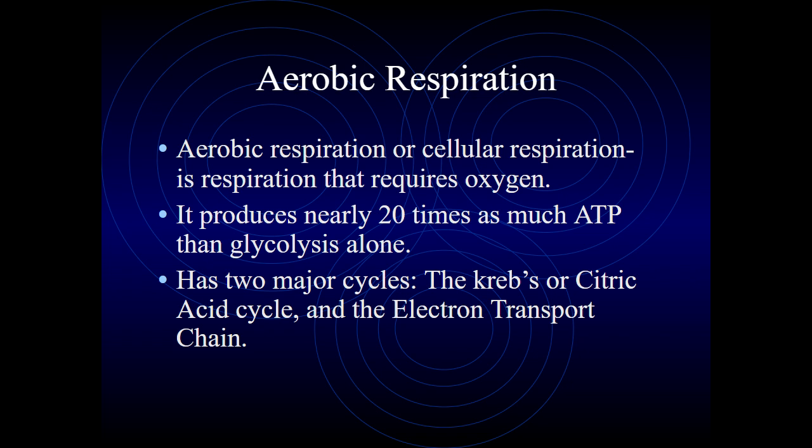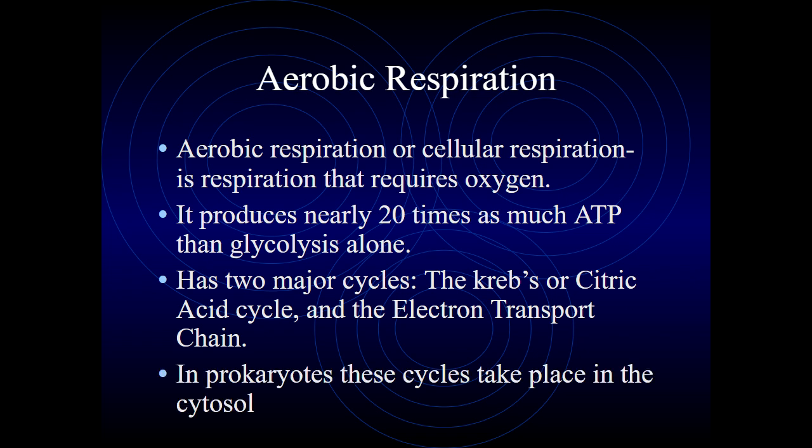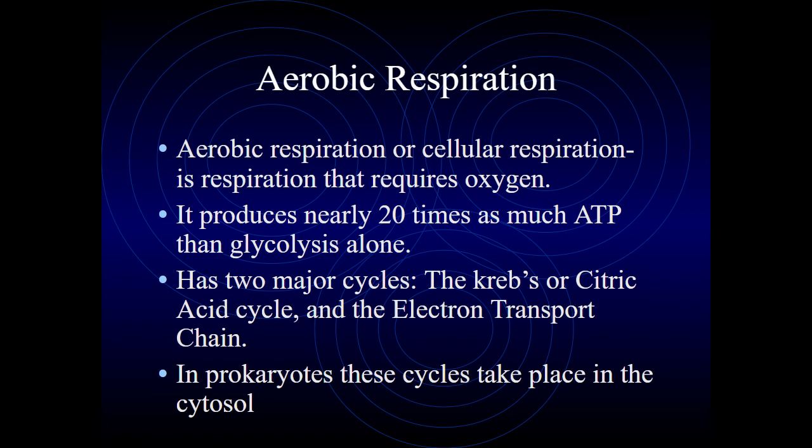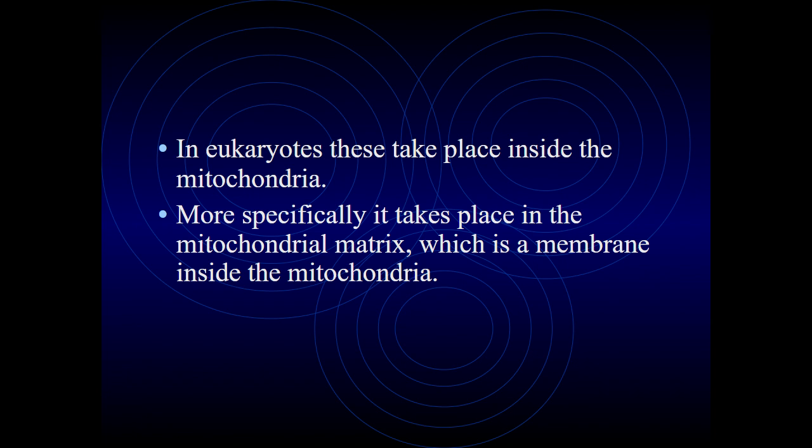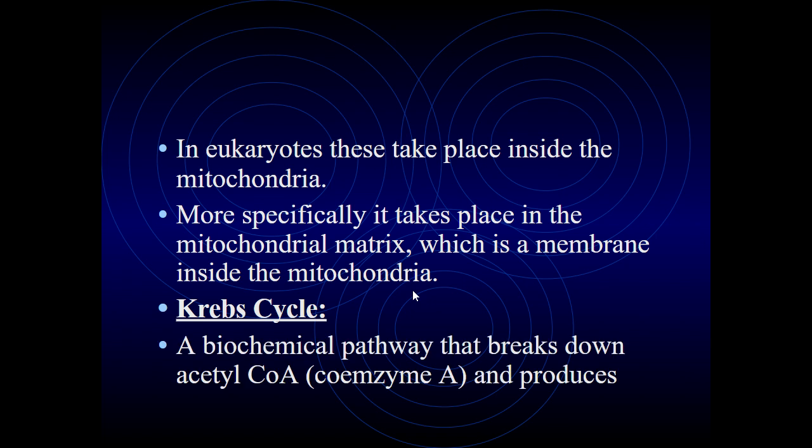The two major cycles are the Krebs cycle, or the citric acid cycle, and the electron transport chain. So in prokaryotes, these cycles take place in the cytosol, and in eukaryotes, it's the mitochondria, because remember, the mitochondria is your energy, your power plant of the cell. More specifically, this takes place in the matrix, which is the space inside of the mitochondria.